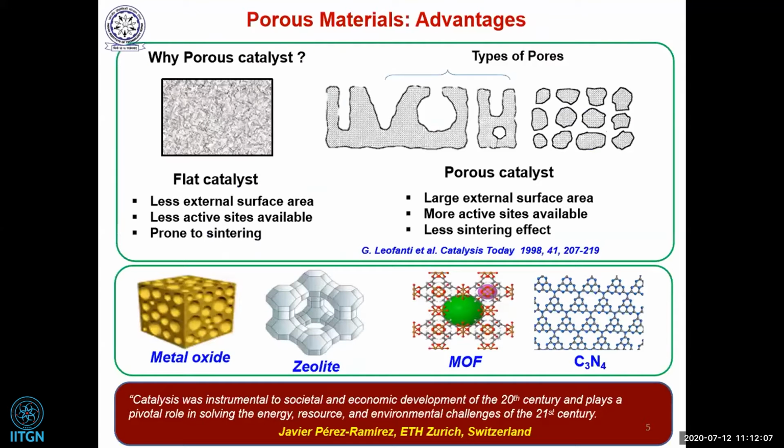Now, how does porosity play an important role? As I mentioned, diffusion and adsorption onto the active sites play a key role in heterogeneous catalysis. Porosity provides additional external surface area so that the active sites are more accessible, and it also helps in retarding the deactivation phenomena. Today I am going to talk on four different kinds of porous material: metal oxide, zeolite, MOF, and CCN4. Mostly I will deal with how we can generate the porosity.